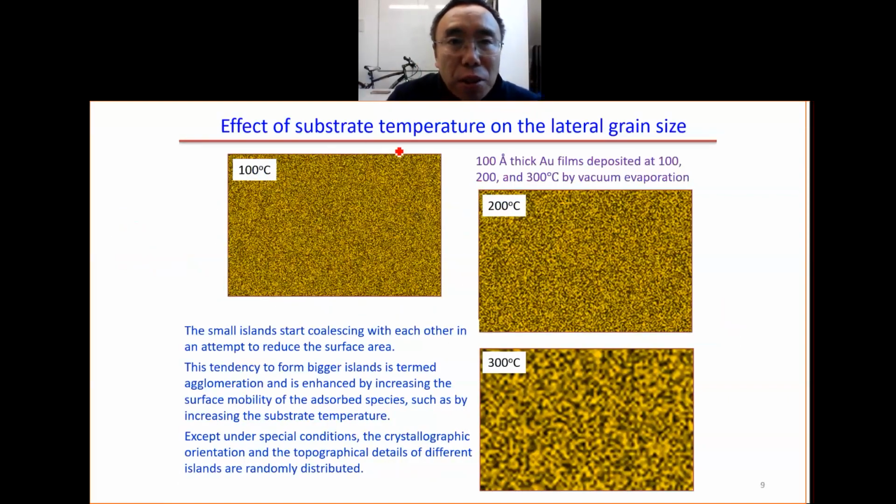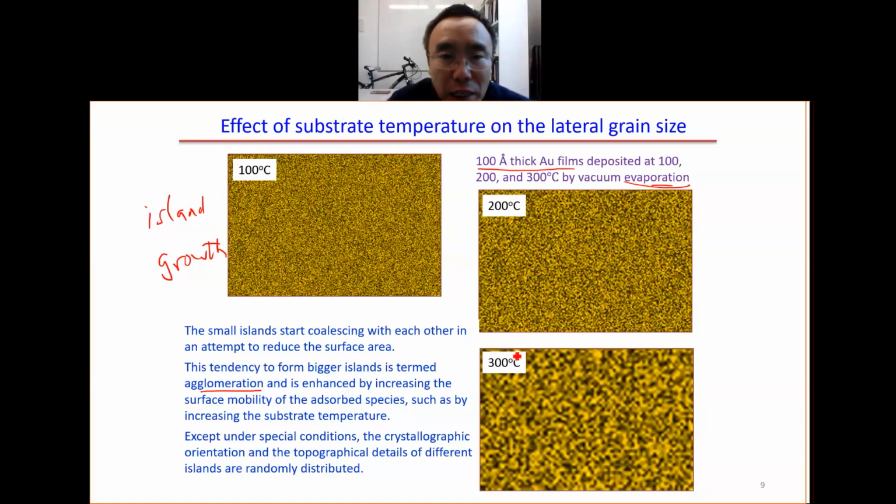So this is the effect of substrate temperature. In this case, we have a gold film: a 110 nanometer gold film deposited at 100, 200, and 300 degrees by evaporation. This is island growth. Island growth means the atoms tend to form islands by agglomeration. They tend to agglomerate on the surface.